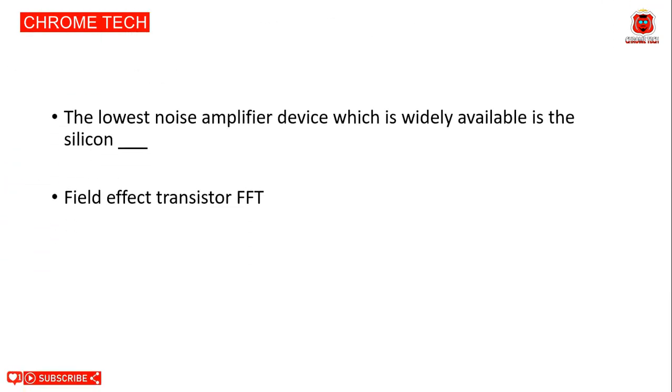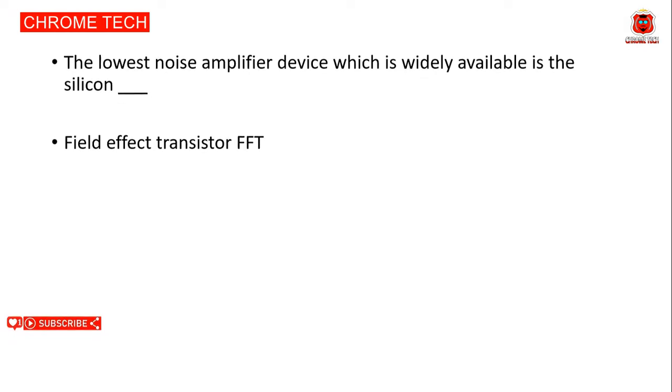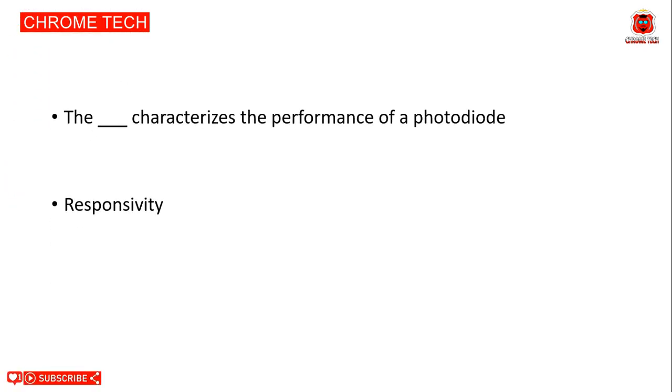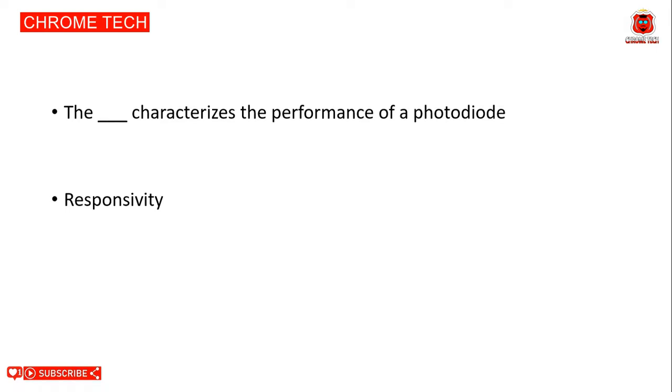The lowest noise amplifier device which is widely available is the silicon dash FET. Field effect transistor is the correct answer. Next question. The dash characterizes the performance of a photodiode. Responsivity is the correct answer. The responsivity characterizes the performance of a photodiode is the correct answer.